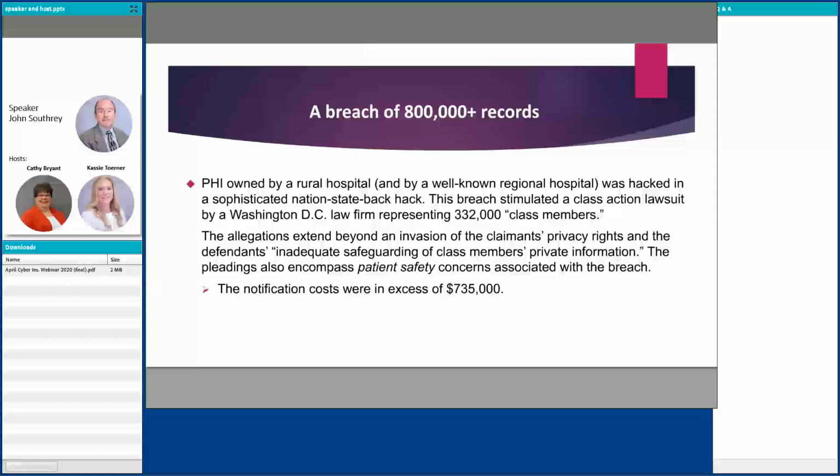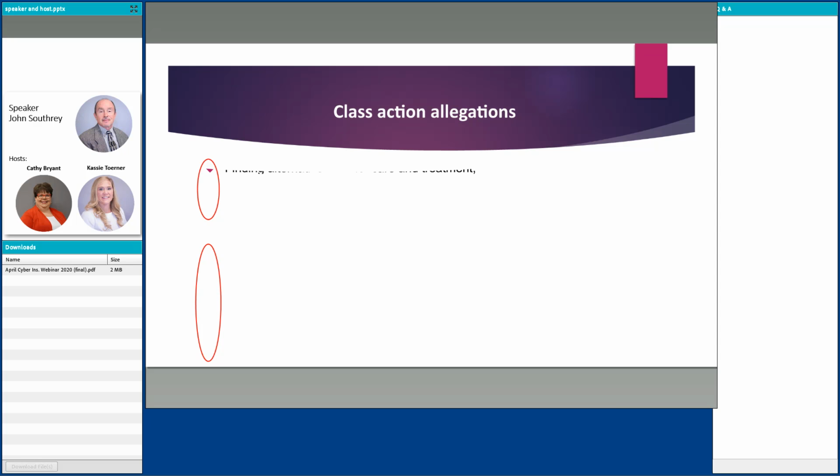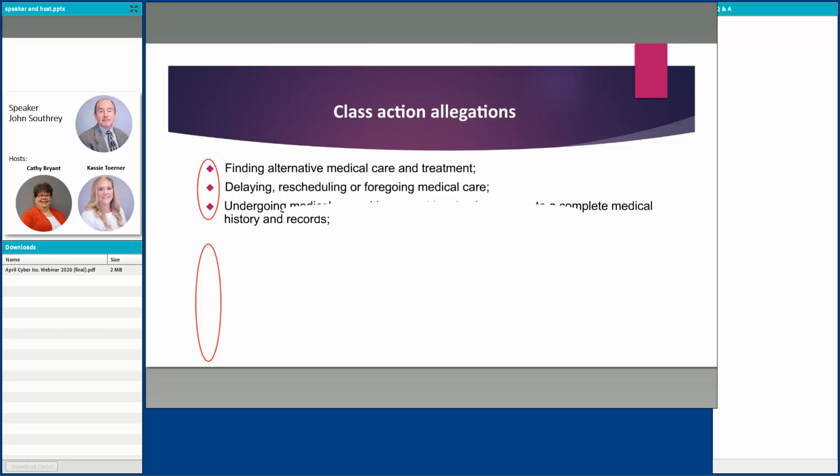The notification costs alone were in excess of $735,000. This claim is still pending. So some of the patient safety allegations were the patients had to find alternative medical care and treatment. They had to delay, reschedule, or forego medical care. And they had to undergo medical care without providers having access to complete medical history and records. All 3 of those could lead to malpractice claims, in addition to privacy actions because of the breach.